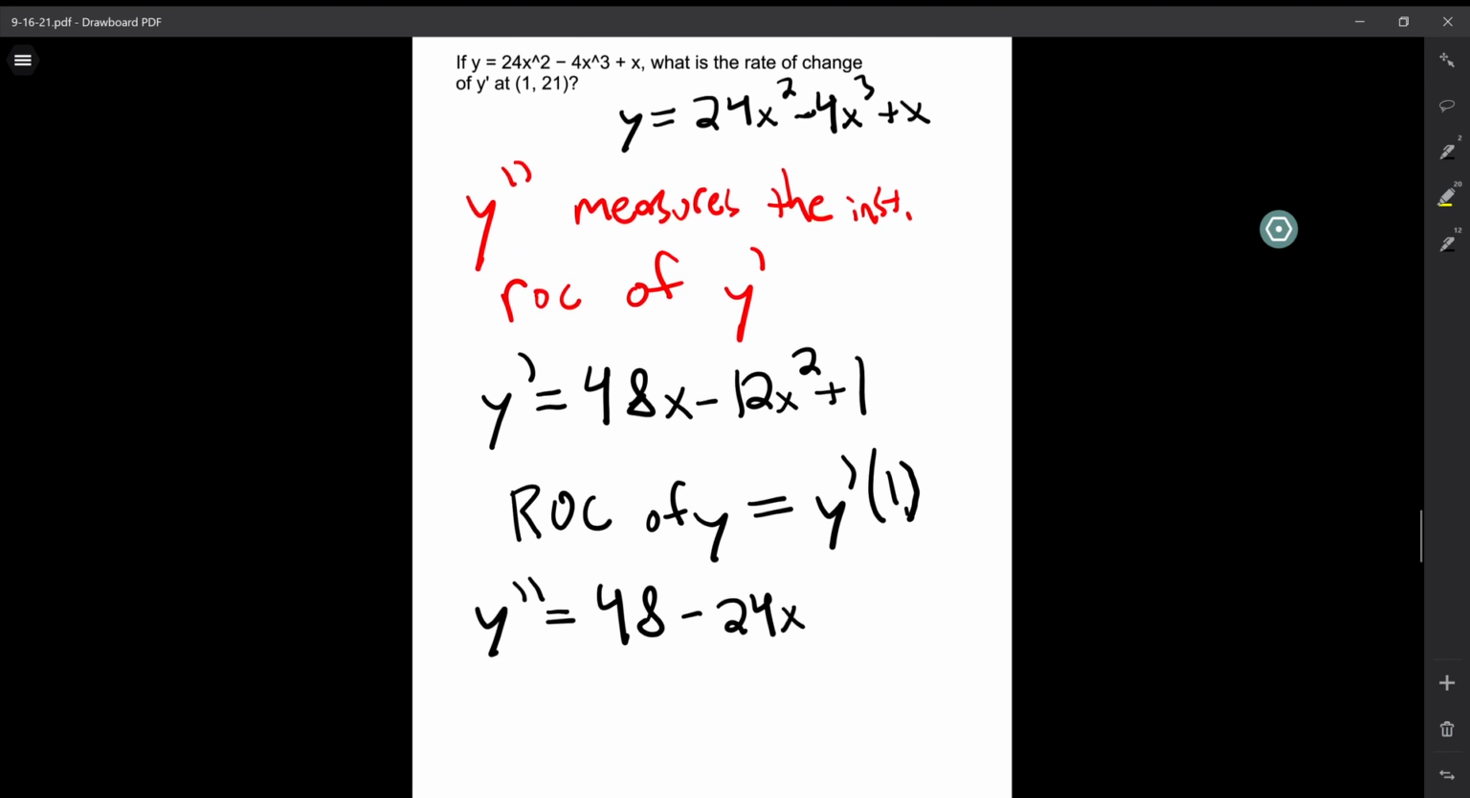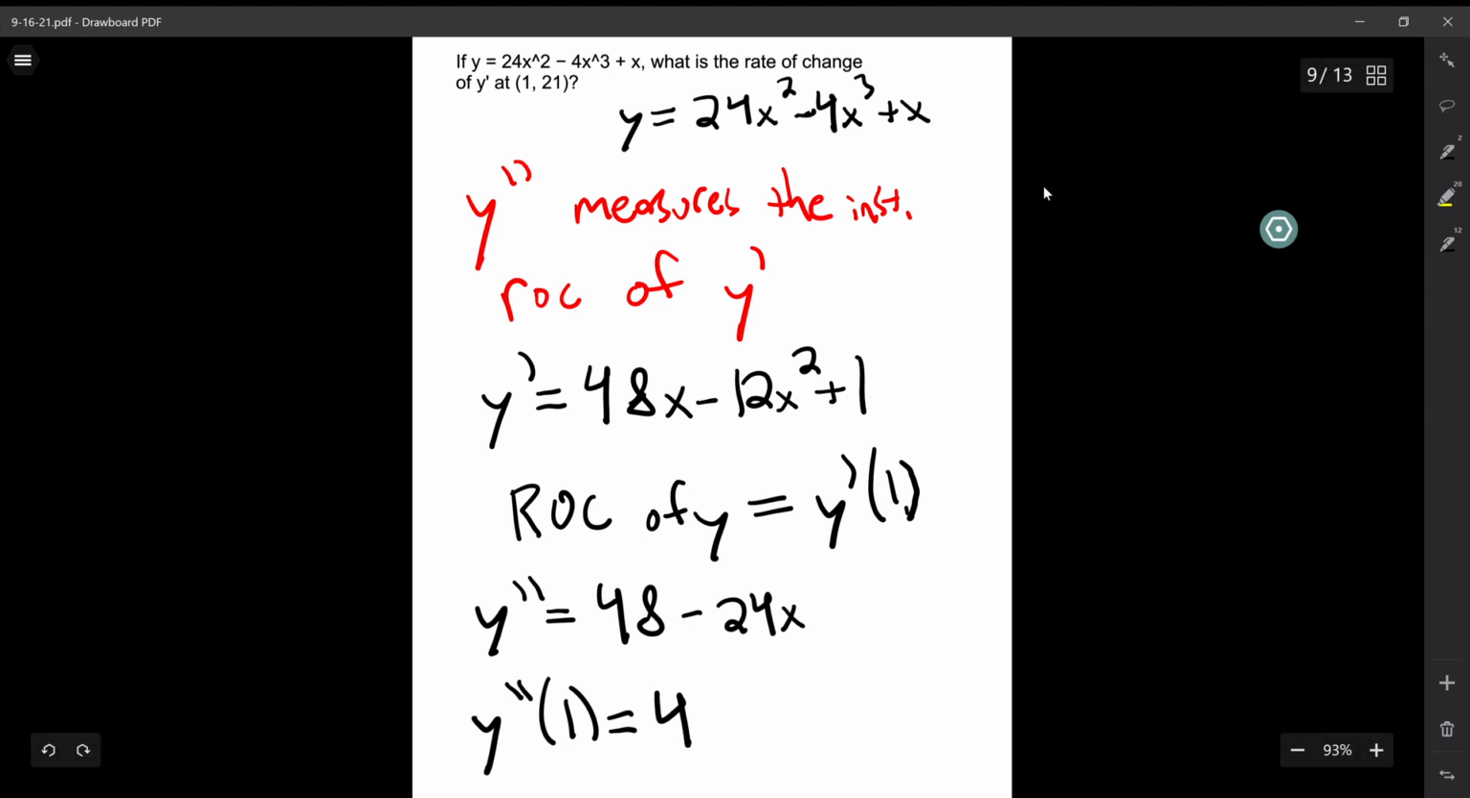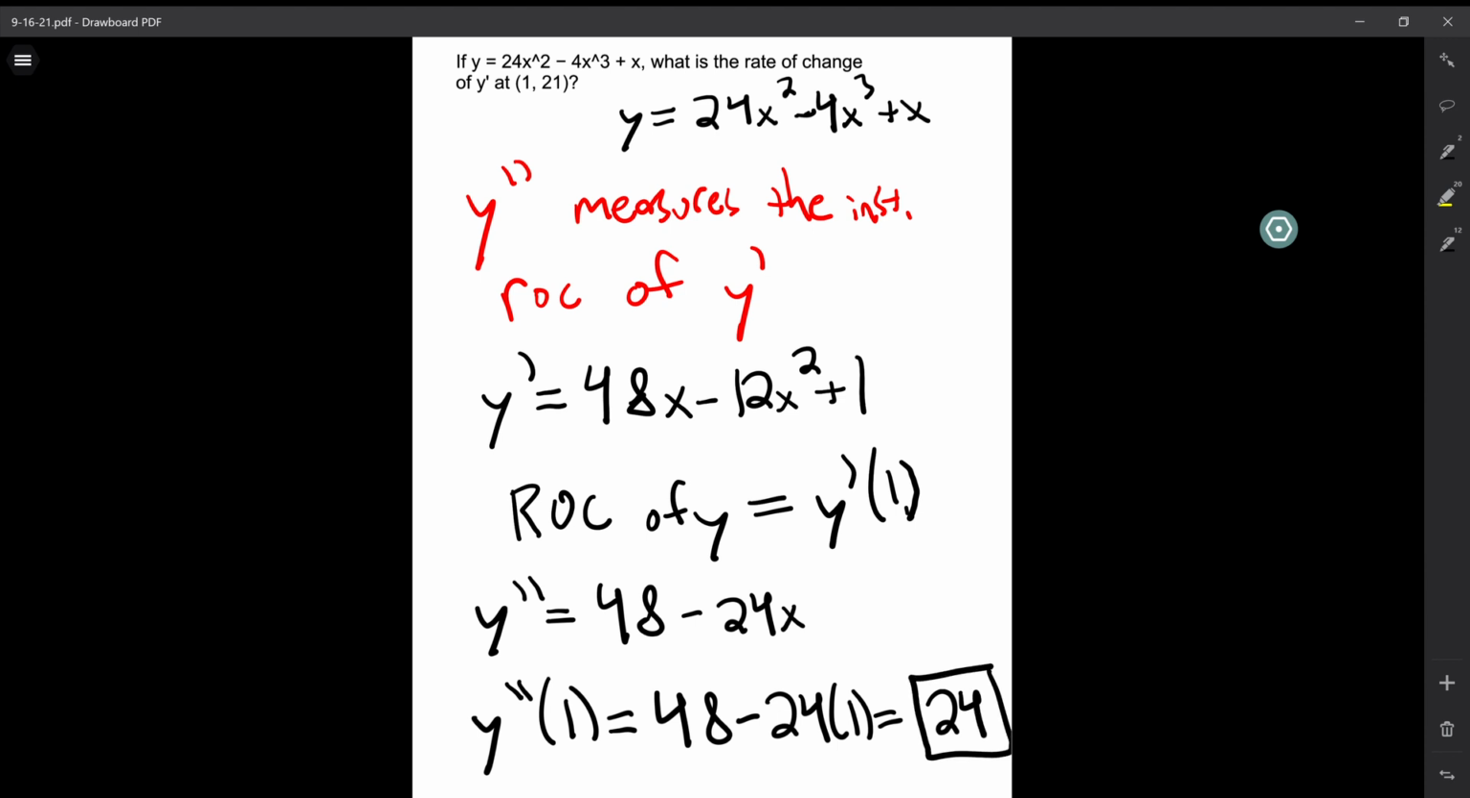Now we're interested in the rate of change of y prime at the point 1 comma 21. So all we do is we plug in 1 to our second derivative, since we're measuring the rate of change of y prime, to get 48 minus 24 times 1, which is just 24, and that is our answer. y double prime measures the instantaneous rate of change of y prime.